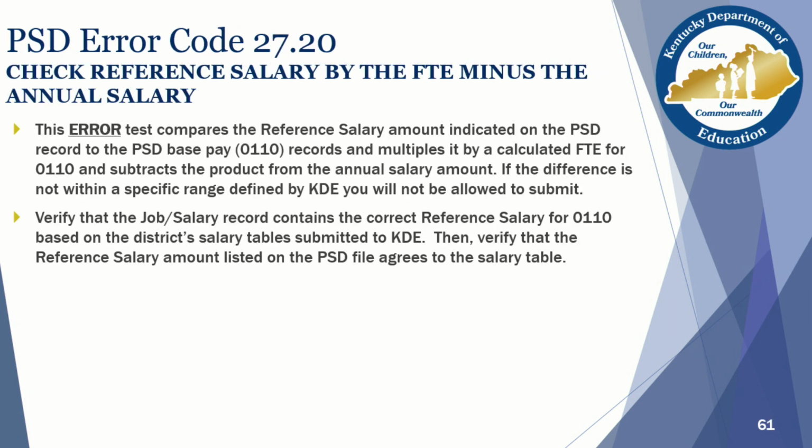Error code 2720, you want to check the reference salary by the FTE minus the annual salary. And this is a big one. We get this a lot. This error test compares the reference salary amount indicated on the PSD record to the PSD base pay, which is the 0110 records, and multiplies it by calculated FTE for 0110. It then subtracts the product from the annual salary amount. If the district is not within a specific range defined by KDE, you will not be allowed to submit. So you'll want to verify that the job salary record contains the correct reference salary for 0110 on the district salary tables that you submit to KDE.